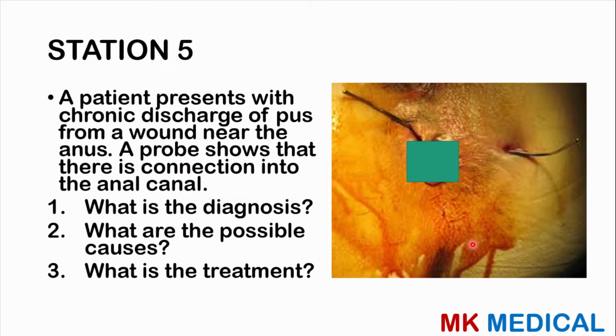Then station five, a patient presents with chronic discharge of pus from a wound near the anus. A probe shows that there is connection into the anal canal. What is the diagnosis? What are the possible causes? What is the treatment? So I will give you 3 seconds to think through this. And here comes the answer.